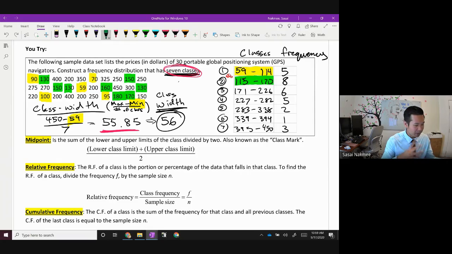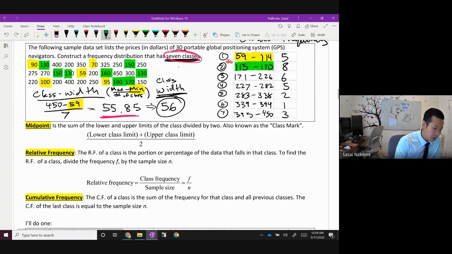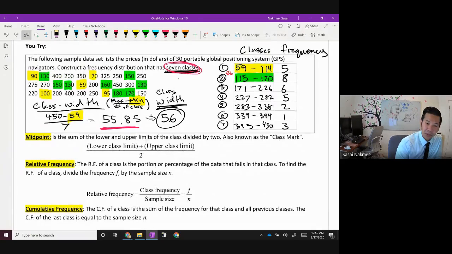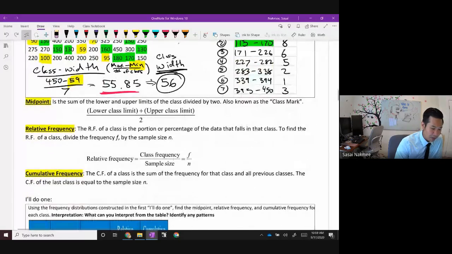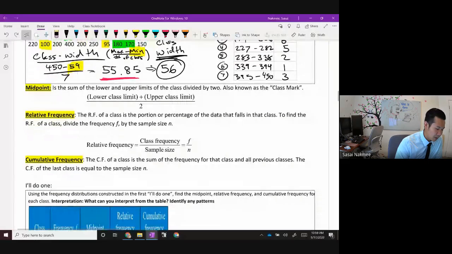So keep that in mind when you're looking at the homework, right? How to do that stuff. And let's continue on to today's lesson then. Once you have your classes and your frequencies, there's a couple other things we need to find. And those couple other things are listed right here.